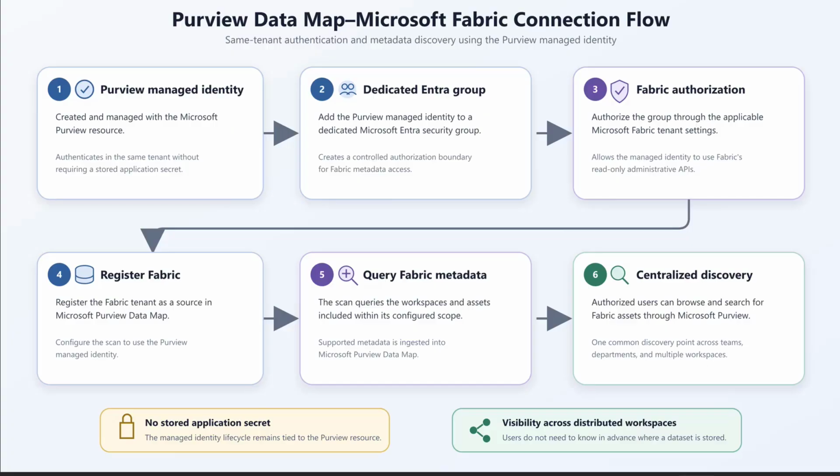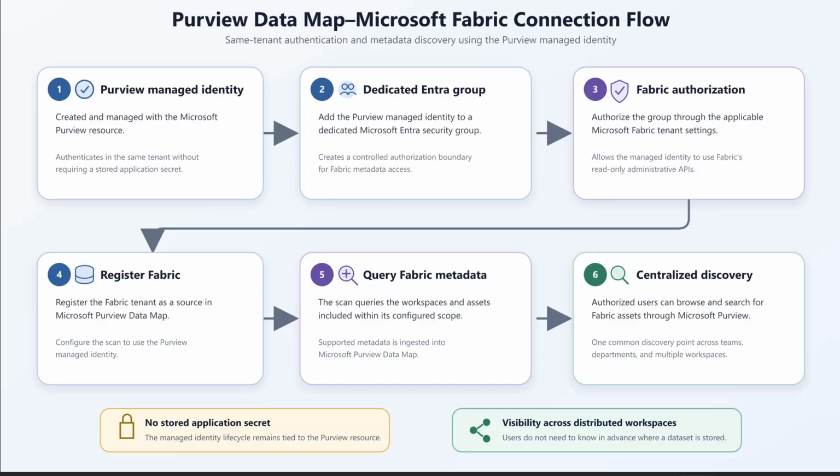Next, we need to register Fabric. So you register the Fabric tenant as a source in Microsoft Purview Data Map. You configure the scan to use the Purview Managed Identity when communicating with Fabric. Number five, you query the Fabric metadata. The scan queries the workspaces and assets included within its configured scope.